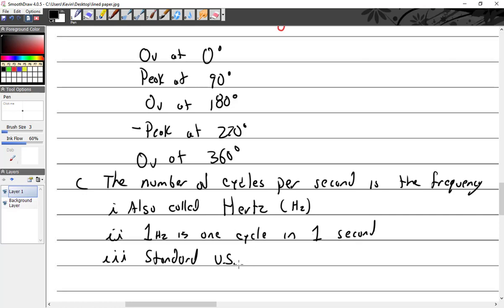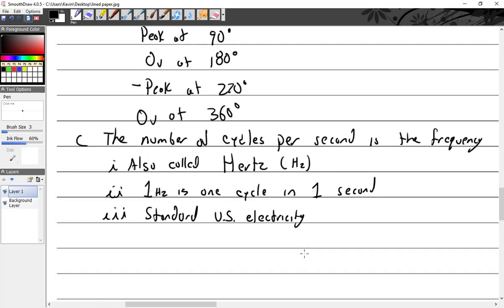Standard US electricity, that's house electricity, is 60 hertz. So 1 cycle is how long? 1/60th of a second. So you get 60 cycles in 1 second. Therefore, 1 cycle is 1/60th of a second.